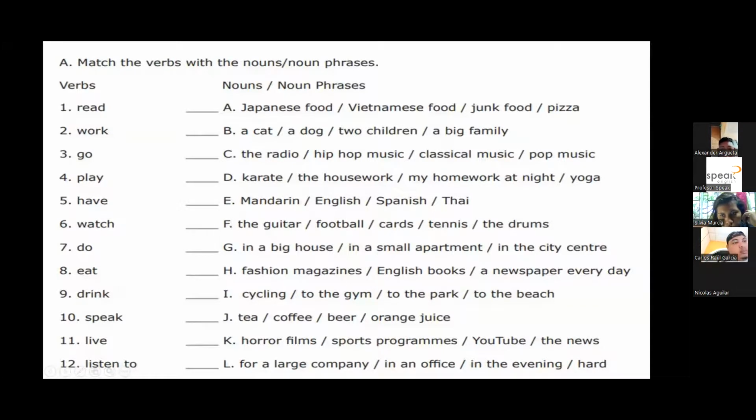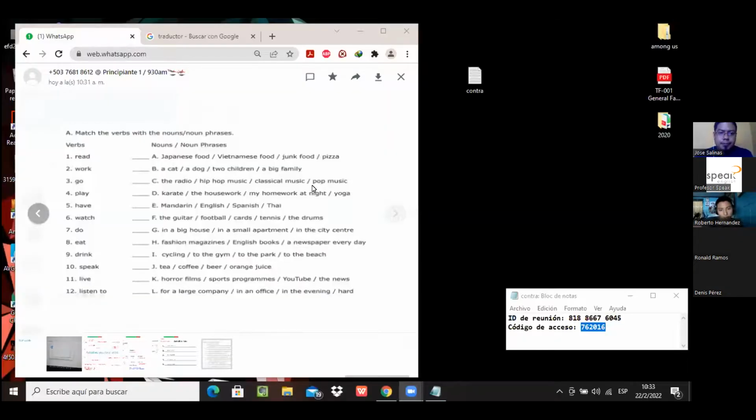Bien, sí. La 8. Japanese. Yo no la veo. Japanese food. Sería H. Japanese food, minus food. La A sería la 8. La A sería el H. La B. To children. English. A newspaper every day. El periódico todos los días.